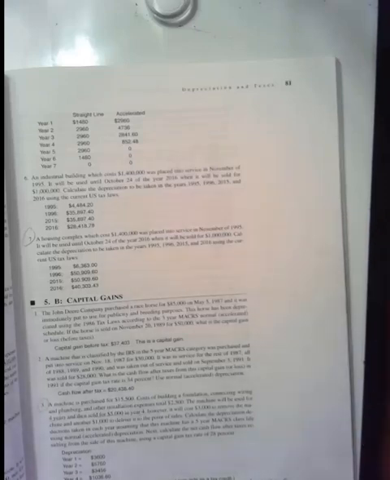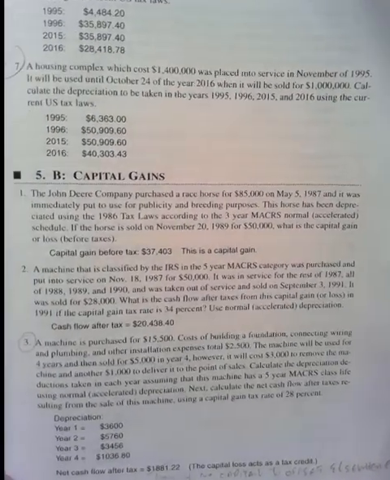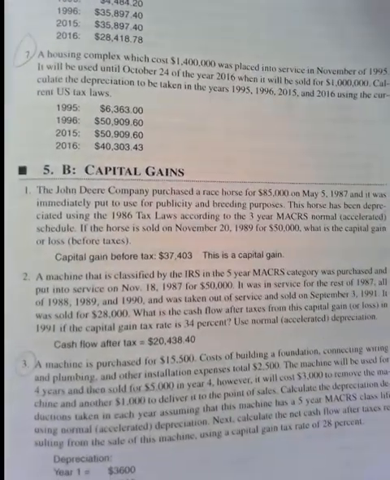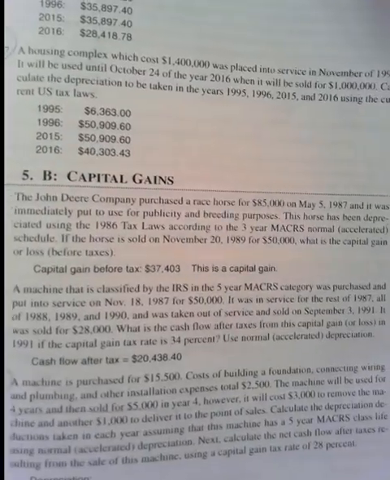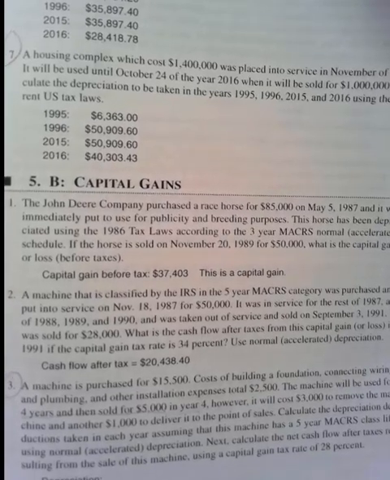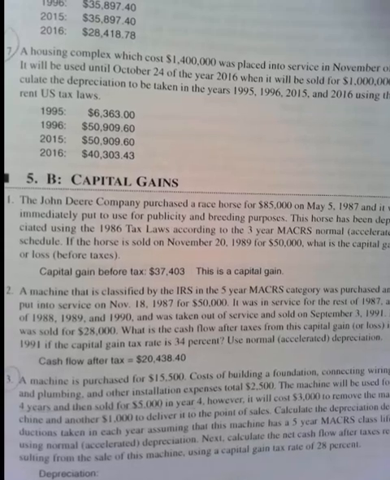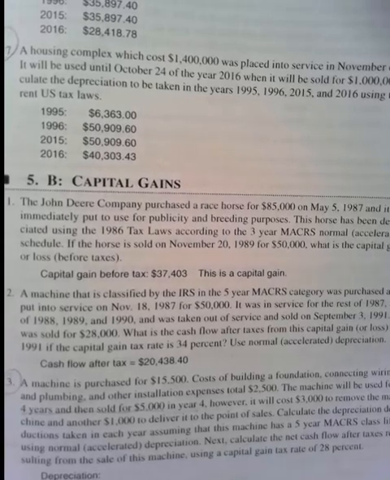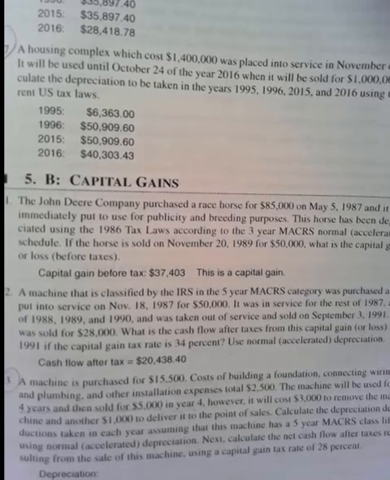Hello, so let's solve an exercise about the US depreciation methods. I'm on page 81, exercise 5B3, this one. So it reads, a machine is purchased for $15,500. Costs of building a foundation, connecting wiring and plumbing, and other installation expenses total $2,500.